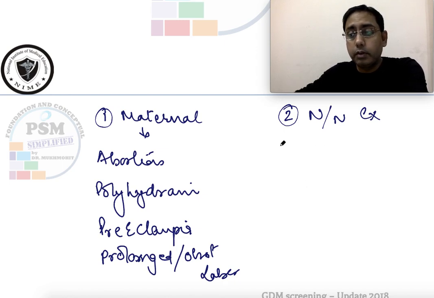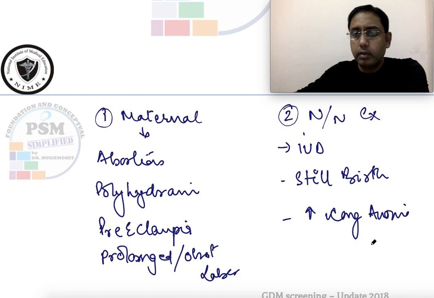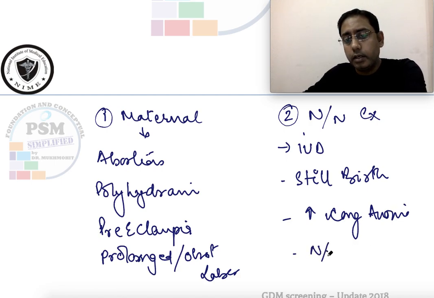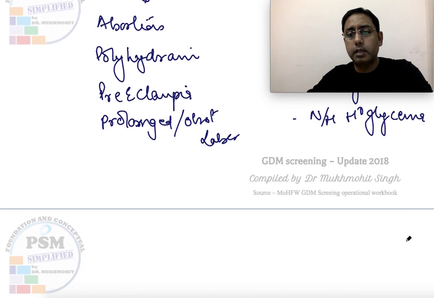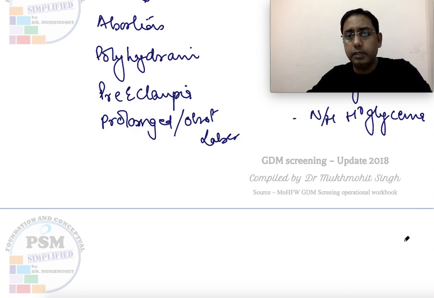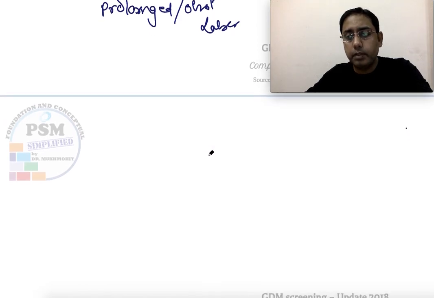From the neonatal point of view, it's intrauterine death. We can have stillbirths, increased congenital anomalies, and neonatal hypoglycemia. So these are the most important problems that we are facing currently with gestational diabetes mellitus. For that reason, the Ministry of Health and Family Welfare has come up with the GDM screening guidelines, which I'm going to share with you right now.